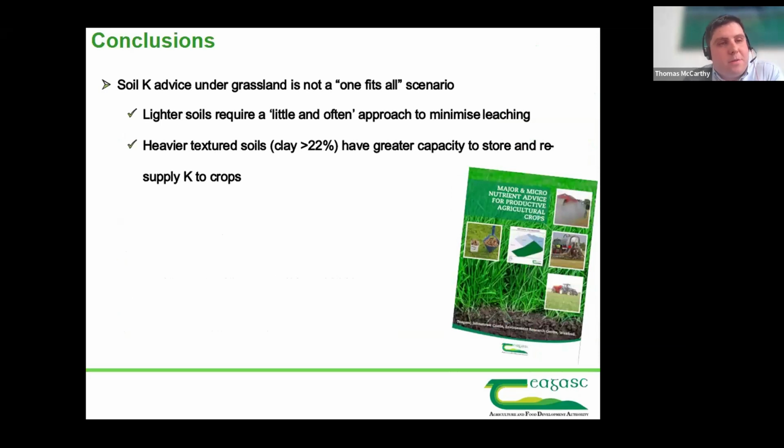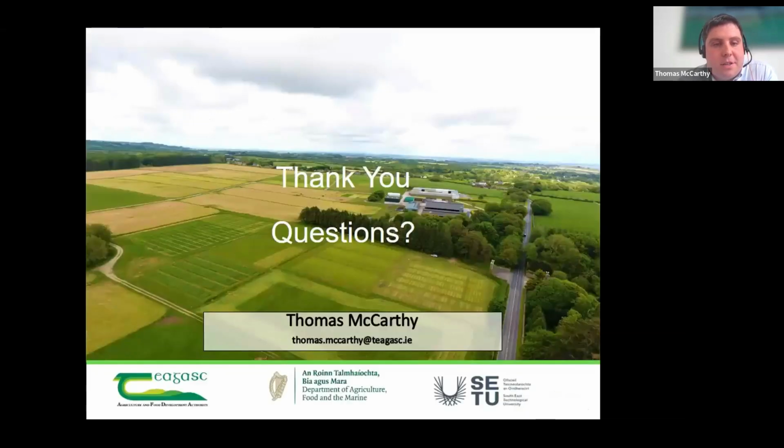I just want to say on a side note, from some ongoing research that we are doing here in Johnstown Castle, that it's not a one-fits-all scenario for potassium fertilisation requirements. Lighter, sandier, well-drained soils don't have the capacity to retain K as much as heavier, poorly drained soils. It's maybe more important to follow a little and often requirement on these soils over the year to minimize the leaching. On the heavier soils, we do see that there is a greater capacity to store K and resupply in that situation. So really, it's about knowing your soil type and acting accordingly from there. So that's it really. Thank you very much, and I'll be happy to take any questions.